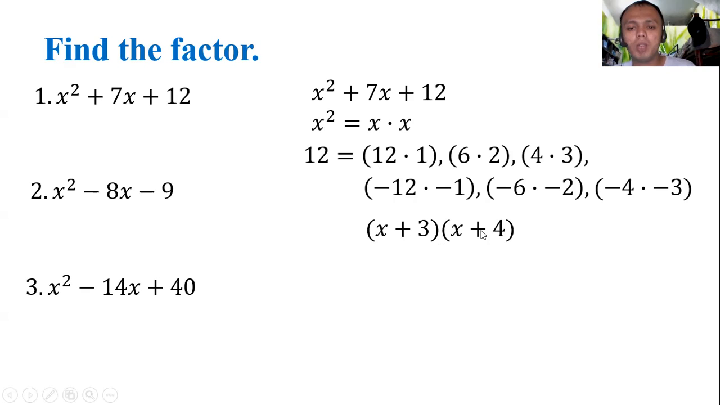So saan manggagaling yung mga signs? O, kaning sign niya? Kung positive to, plus. Kung positive to, plus. Kung negative, magma-minus ka dito. Okay, ganun lang yon. Then we have x plus 3 times x plus 4.